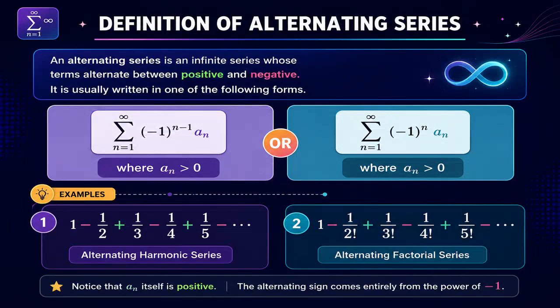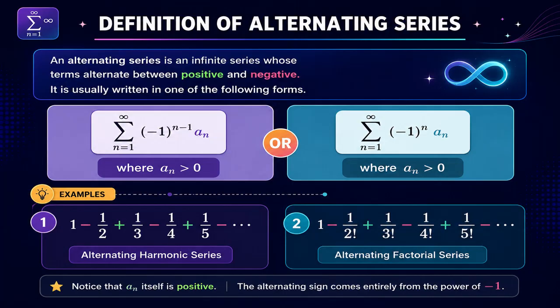Welcome back. In our previous videos, we studied infinite series and explored several important convergence tests. In this video, we begin a very important new topic called alternating series. Alternating series are series whose terms change sign repeatedly, positive, negative, and so on. In this lesson, we will learn exactly what alternating series are, how to determine whether they converge, and how to estimate their errors.